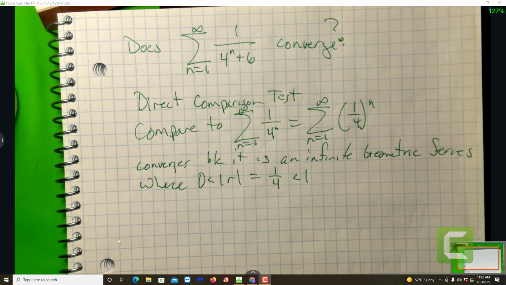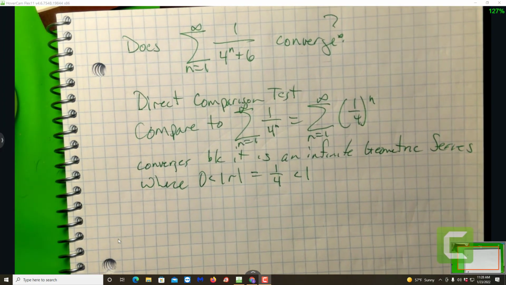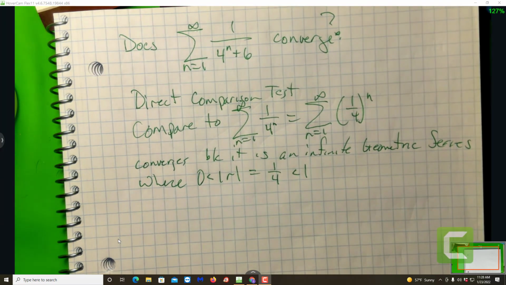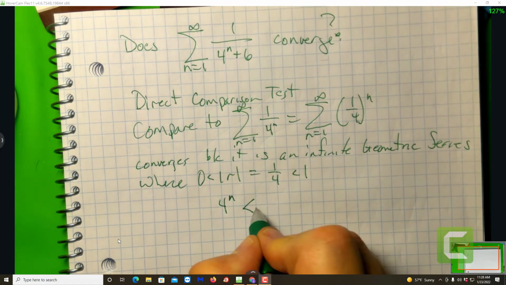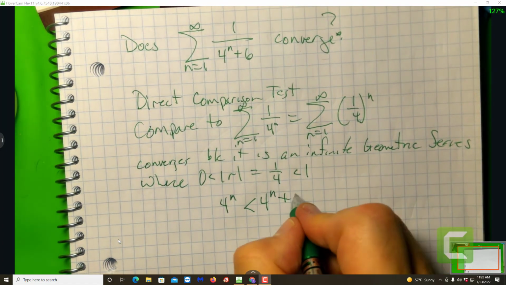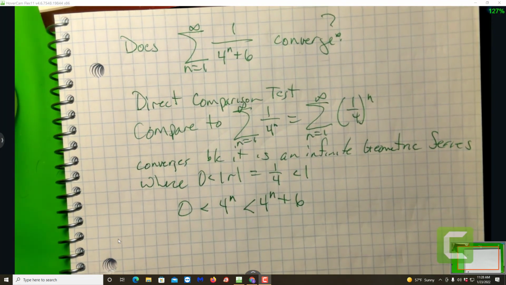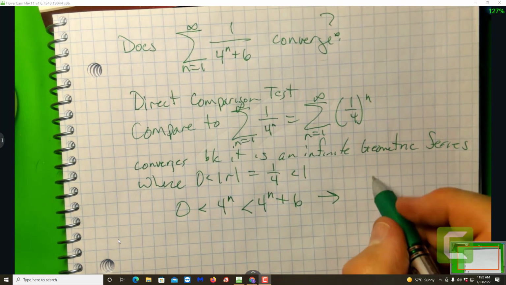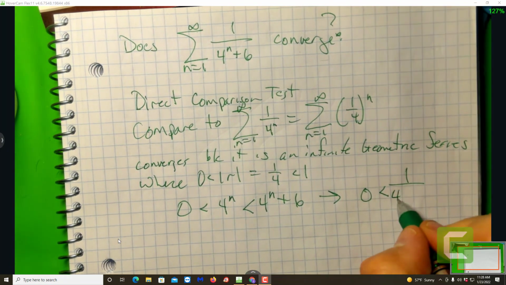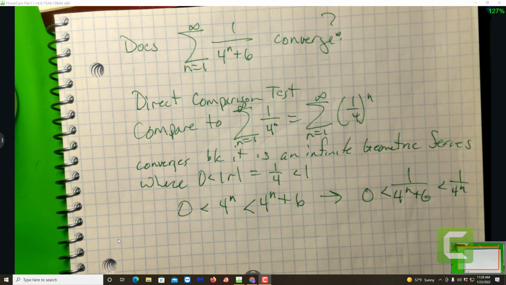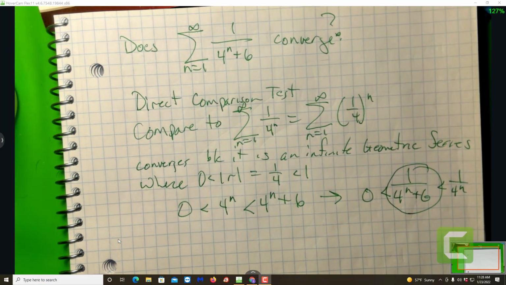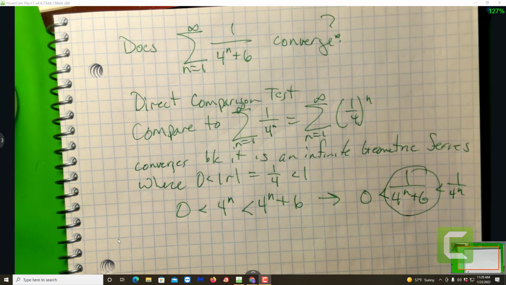I don't care what it converges to, I just know it converges. Now, for the direct comparison test, I want to be able to bound this. So is 4 to the n always going to be less than that same power, but I add 6, which is always positive? So when I take the reciprocal, I'm going to have this. This is true for all n. I've just shown that the general term of the positive series that I'm interested in is bounded by this general term.